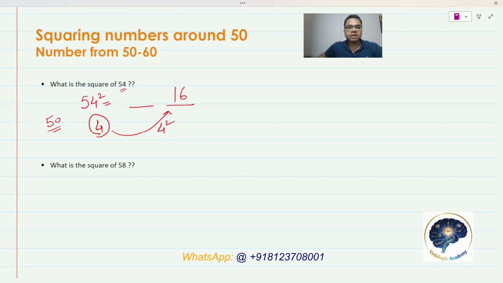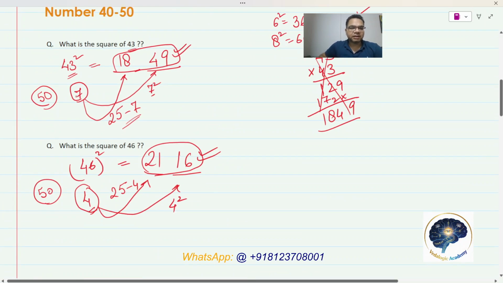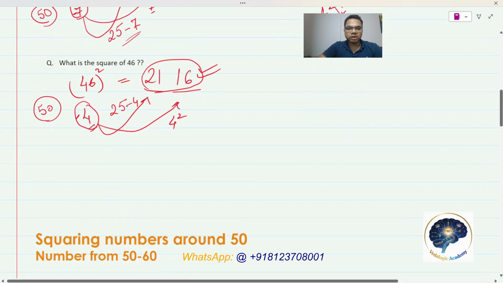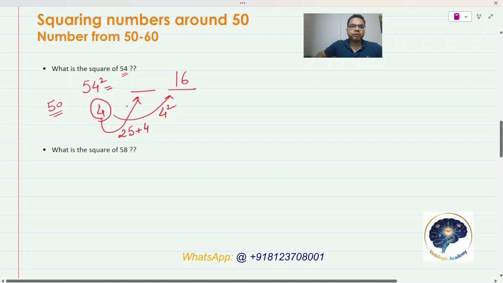Again, 16, same thing. Now this is 4 more than 50. So that's why I'll have to add 25 to it rather than subtract, which we were doing before. Okay, let me write, this was minus 7, right? Minus 7 and minus 4. So that's why we have subtracted it from 25 in both the questions. But here, if you see, it is more than 50. So that's why I'm adding 25 and 4, which becomes 29.